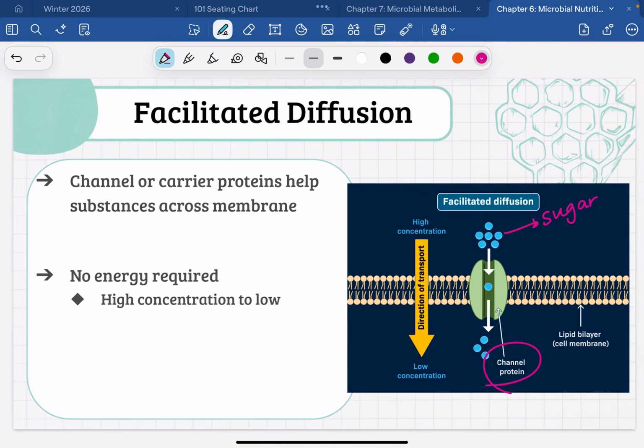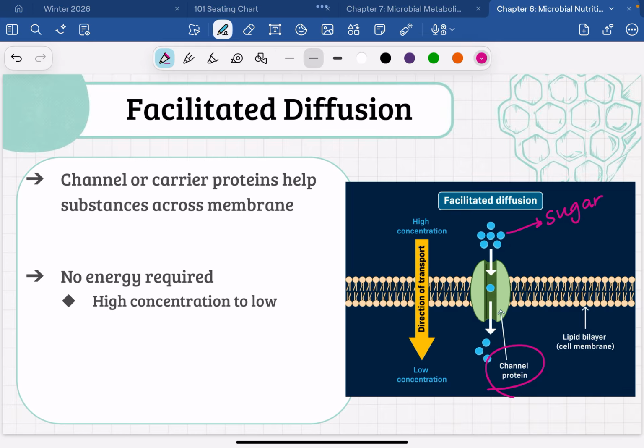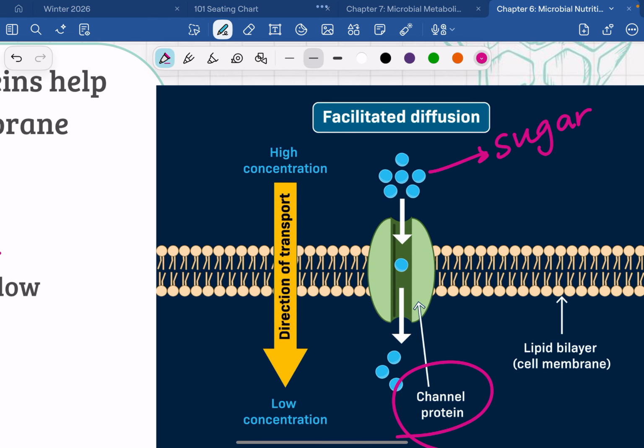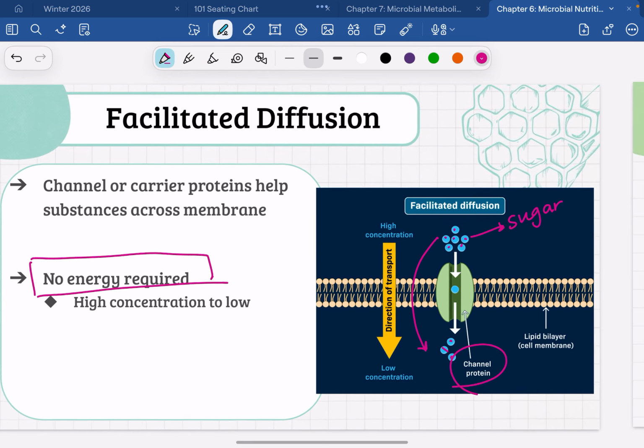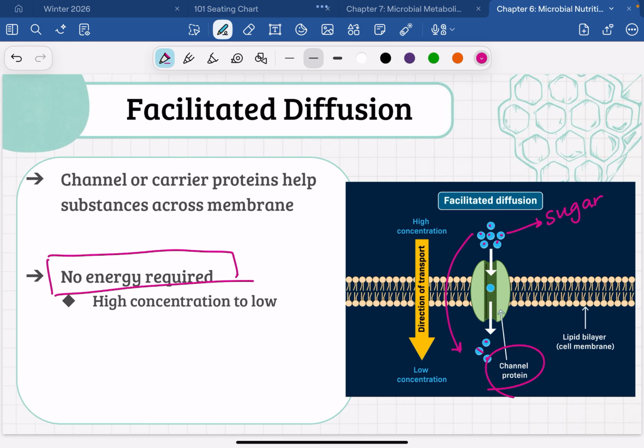Now, the way facilitated diffusion works is that there is no energy required for this because the solute is still moving from high concentration to low concentration, right? Here we still have 1, 2, 3, 4, 5, 6 molecules outside and 1, 2, 3 inside. So if that channel is available, it will cross over. And again, there's no energy required because it's still moving down its natural gradient, from high concentration to low concentration.